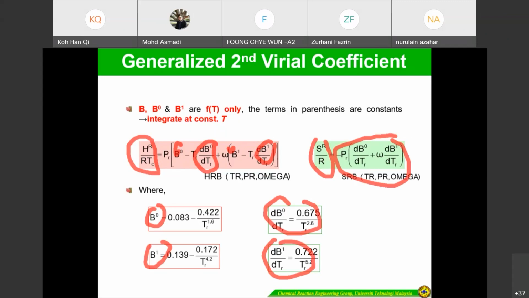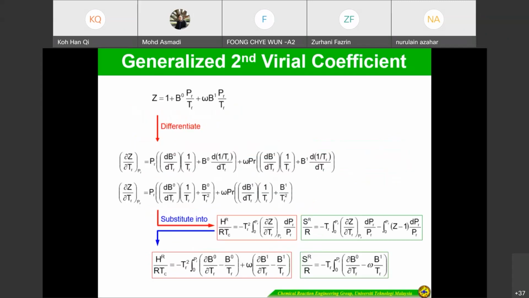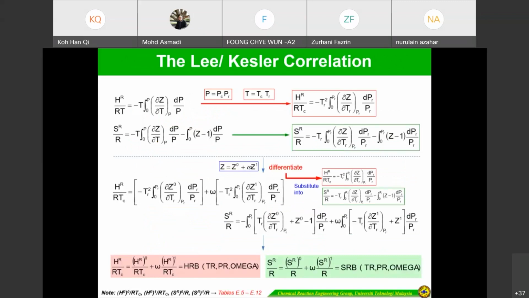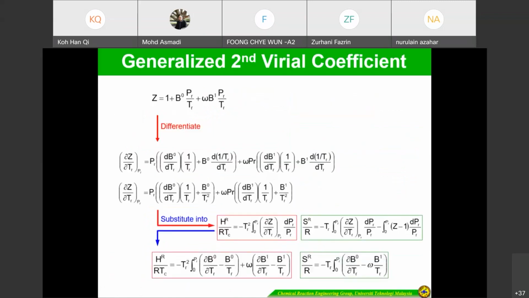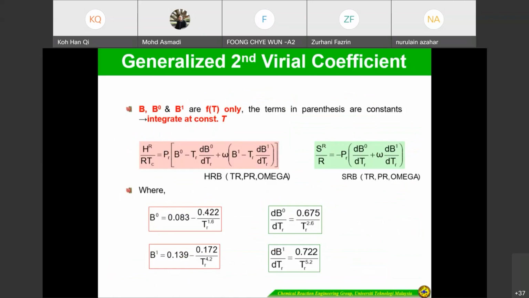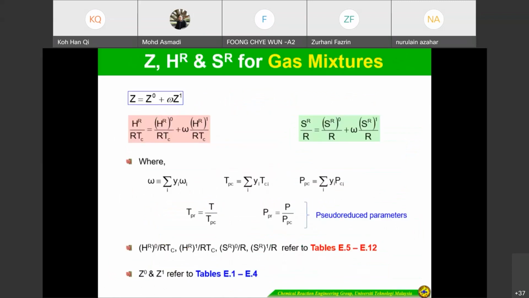For me, I prefer this one rather than Lee-Kessler, because you have to interpolate first for the HR naught or SR naught, and then interpolate again to get the HR prime, HR1. That's the problem. It's going to take a long time for the Lee-Kessler rather than using the virial coefficient.